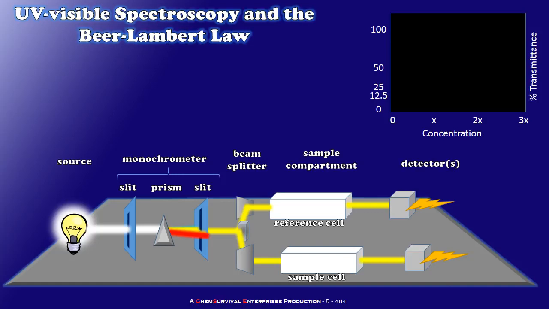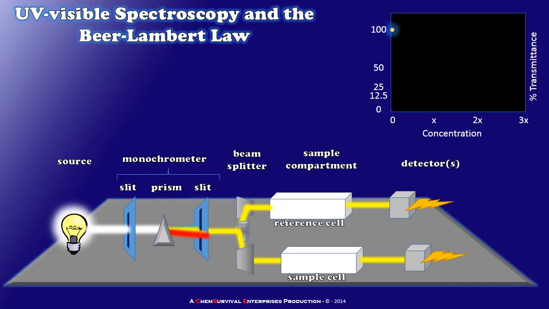And you'll notice at the moment that the intensity of the light exiting both the reference and sample cells is identical. Therefore, the current generated by each detector is identical. So in this case, the intensity detected by each of my two detectors are the same. So if I were to consider the ratio of the intensity leaving the sample cell to that leaving the reference cell, I see that the transmittance of my sample cell is 100% that of the reference. So I'm going to plot that here at 0 concentration, 100% transmittance.